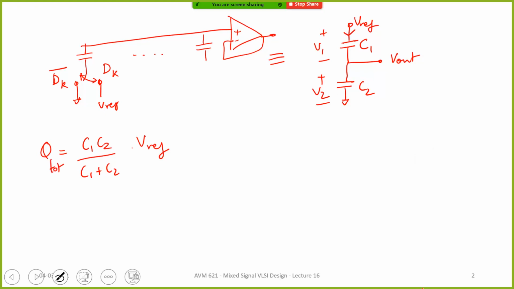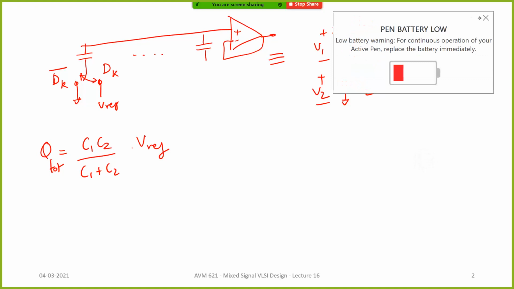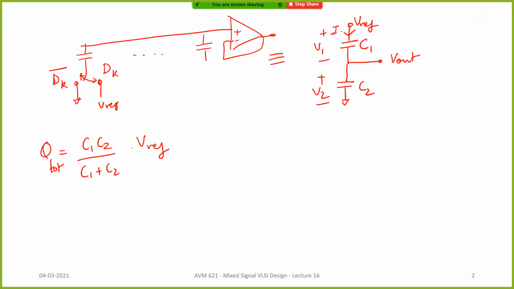What is charge? Charge is basically the integration of current over a period of time, right? That current which has charged up these capacitors has flown through both C1 and C2 for the same amount of time, and that is how the series combination of C1 and C2, C1 C2 divided by C1 plus C2, has been able to store this amount of charge Q total, right? Which means the same amount of current has flown through both C1 and C2.